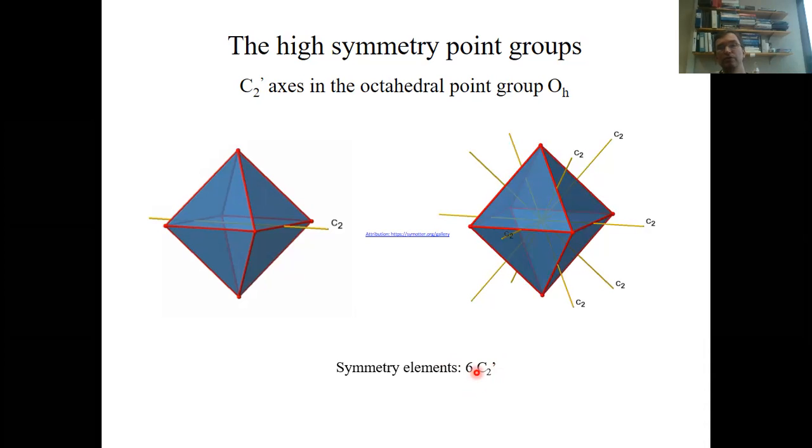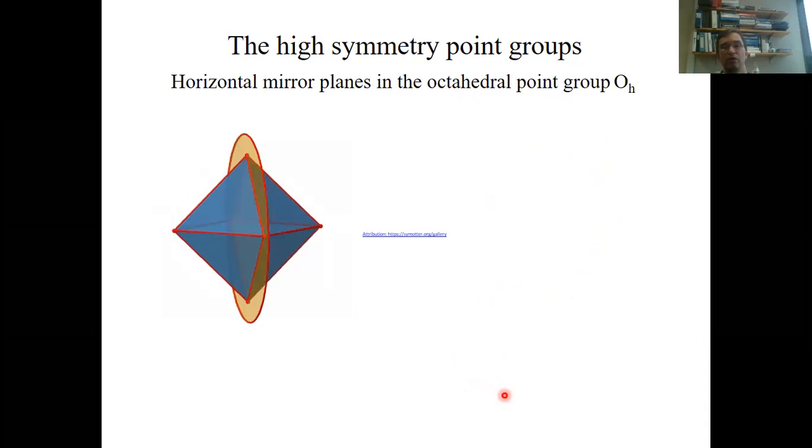So how many symmetry operations will there be associated with it? For C2, we have as many operations as we have axes. So we have overall 6 C2 prime symmetry operations. Now we are finished with our proper rotational axes. We can now pay our attention, for instance, to the mirror planes.